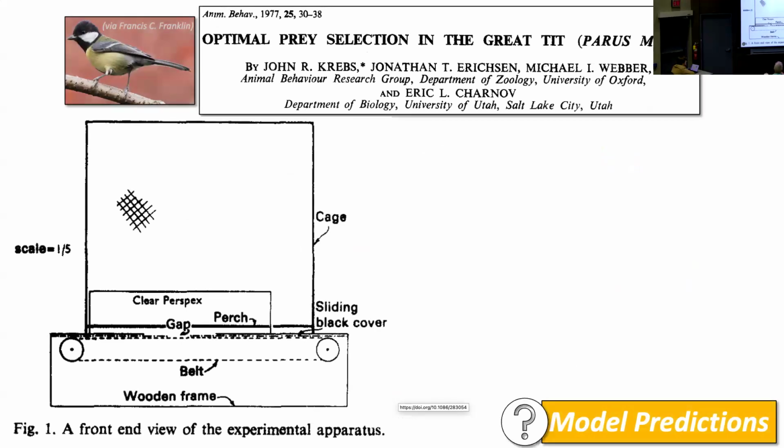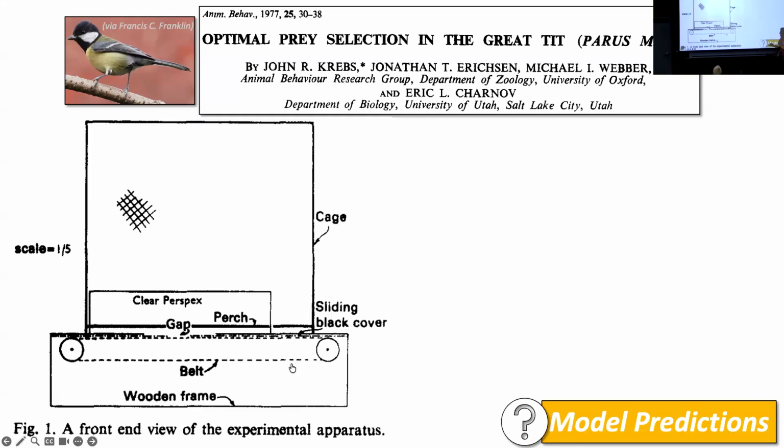The other way we can test the predictions is this clever experiment here, where they've got a box, a cage that you can put a bird in, and a belt here. This belt can go back and forth, and you can change the spacing of mealworms on this belt. The bird gets to sit on this perch here and look through this tiny little gap at the belt. It's a little bit like one of those sushi places. It's got the sushi coming down the belt and you just grab what you want. That's what they've built with these birds.